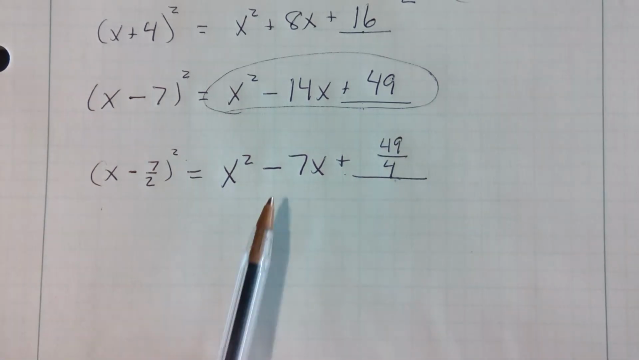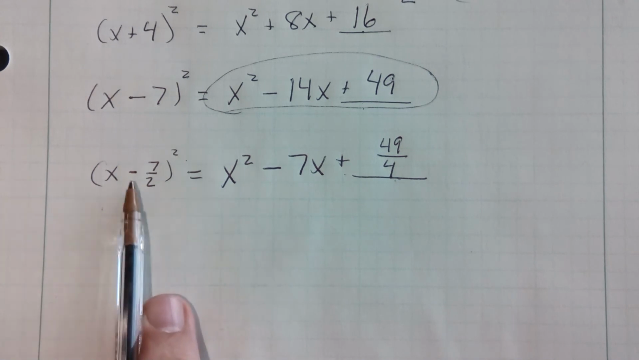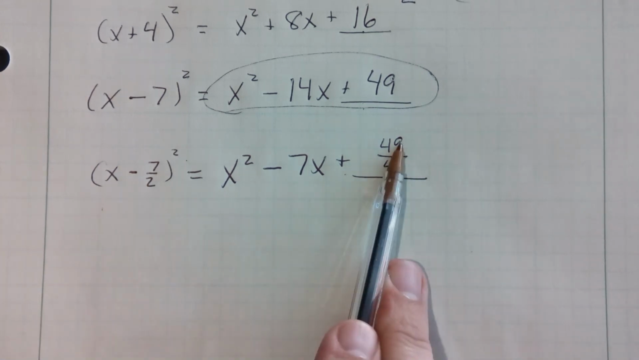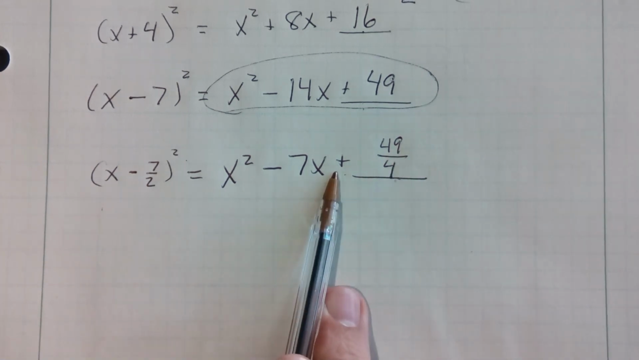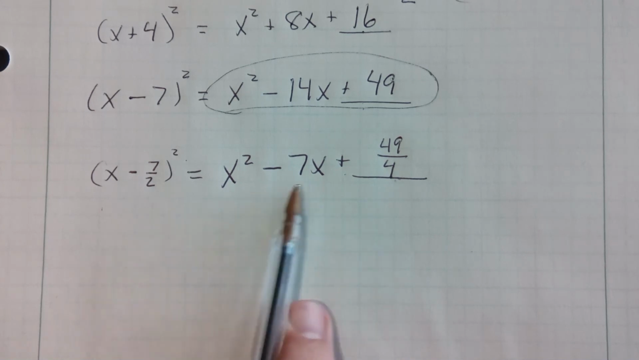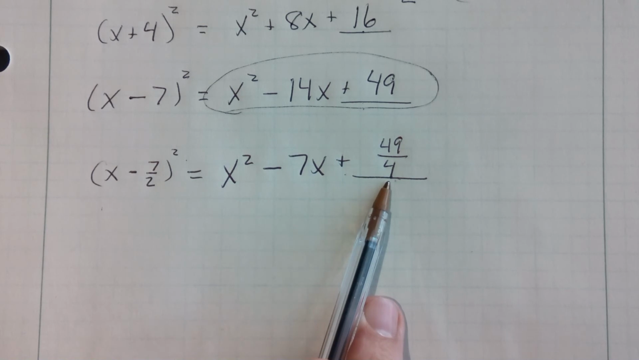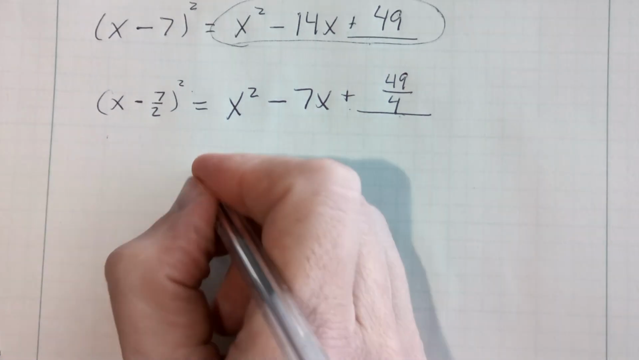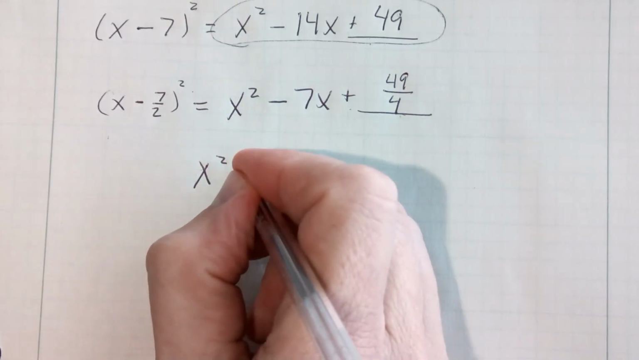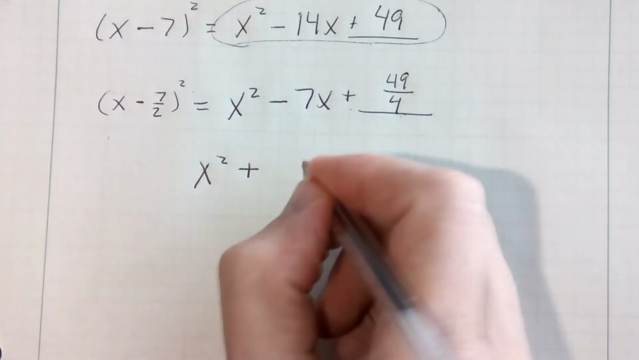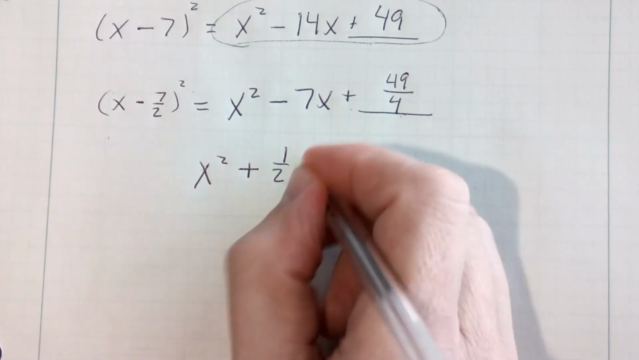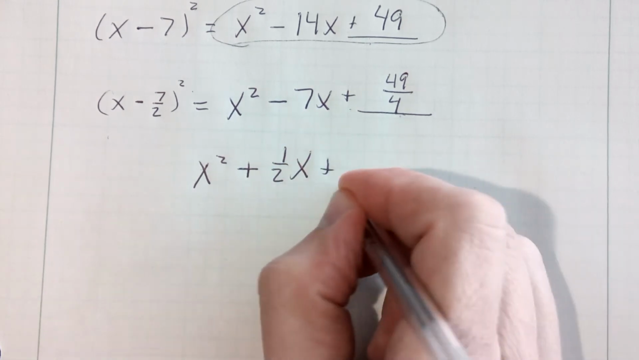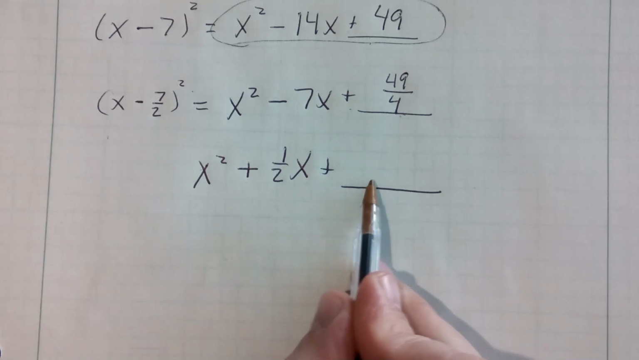And again, a negative 7 halves times a negative 7 halves is 49 fourths, which is positive. So again, if that middle term is an odd number, you will get a fraction, which is perfectly fine. You could even actually have a fraction. And what I mean by that is this. Let's give you x squared plus 1/2 x plus some number. What is going to make this a perfect square?